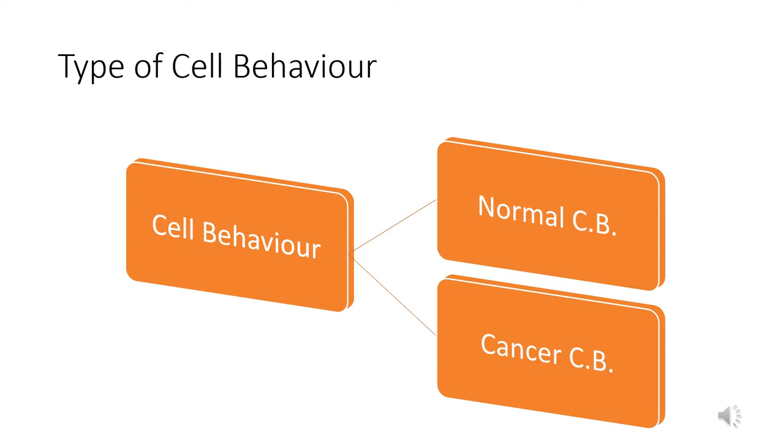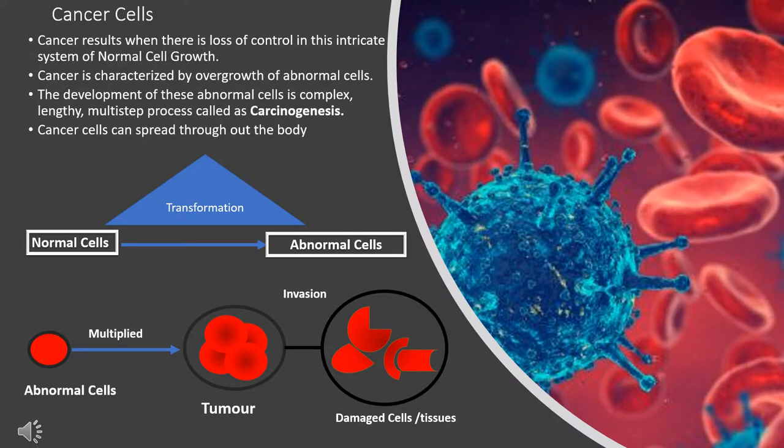Now what exactly are the characteristics of the cancer cells? That is very important to know. But before that, let us try to understand what cancerous cells are and what the basic structure of the cell is. So cancer results when there is loss of control in this intricate system of normal cells. Cancer is characterized by overgrowth of abnormal cells. The development of these abnormal cells is a complex, lengthy, multi-step process called carcinogenesis.